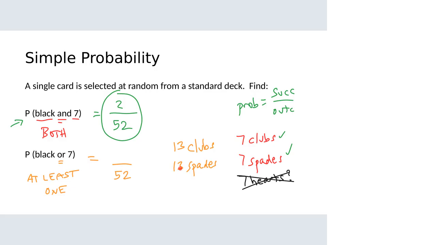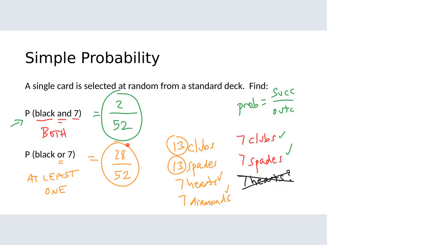So far, we've already included the 7 of clubs and 7 of spades. We don't want to count those twice. So on top of these 26 cards that I have so far, now I get to throw in the 7 of hearts and the 7 of diamonds. And so all together here, I end up with, let's see, 13, 26, 27, 28 successes out of 52 outcomes. So the probability of getting a black card or a 7 is 28 out of 52.